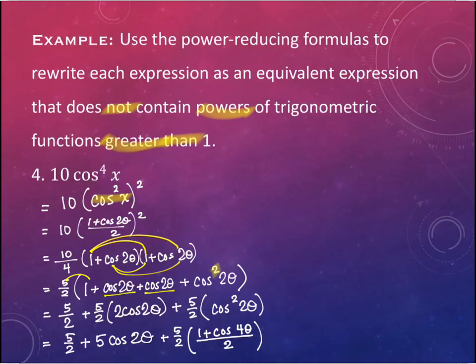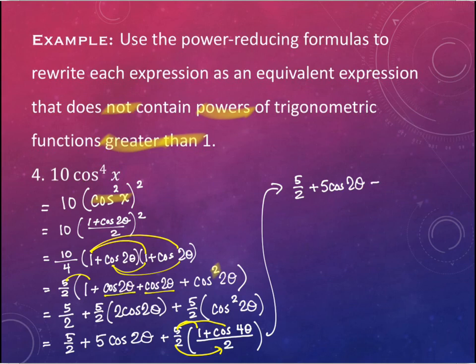Okay, that'll work. So I have the 5 halves in front. I have the 5 cosine of 2 theta. And then I need to distribute and clean some things up over here. So this 5 will go through the top, right? And this 2 will go to the bottom. So we have 5 plus 5 cosine of 4 theta over 4. I think I got all the pieces. Does that look right? Yeah, looks good.